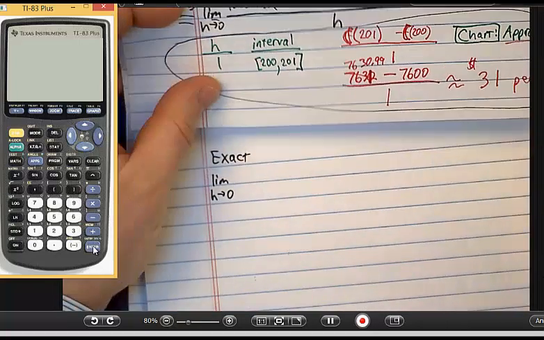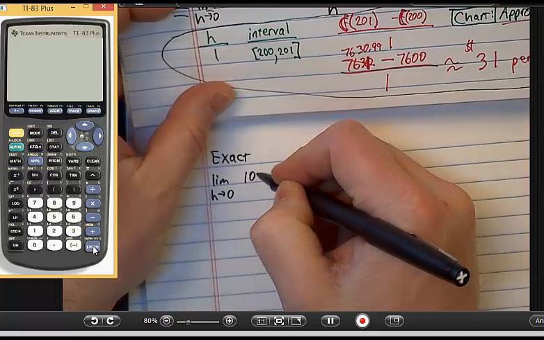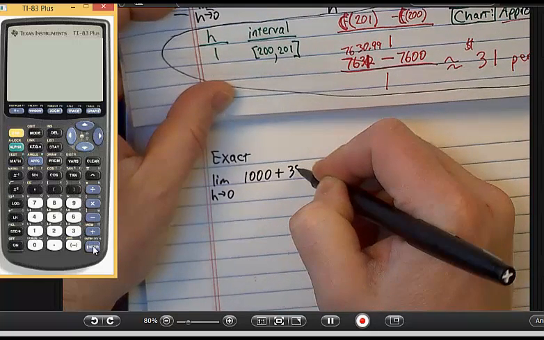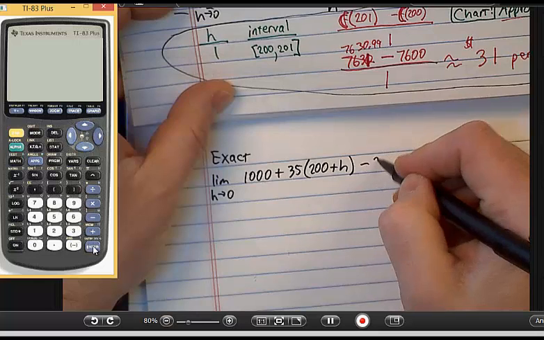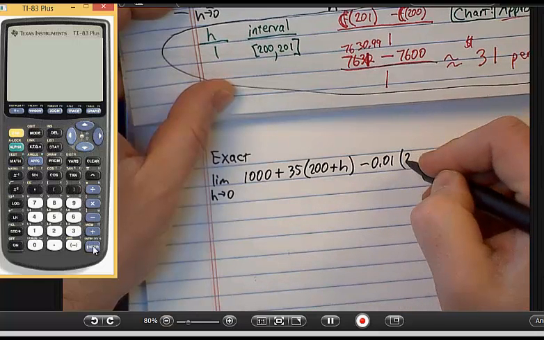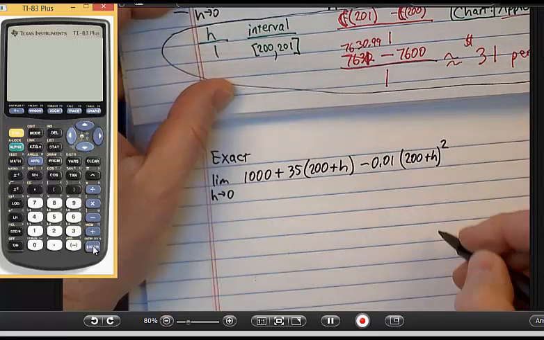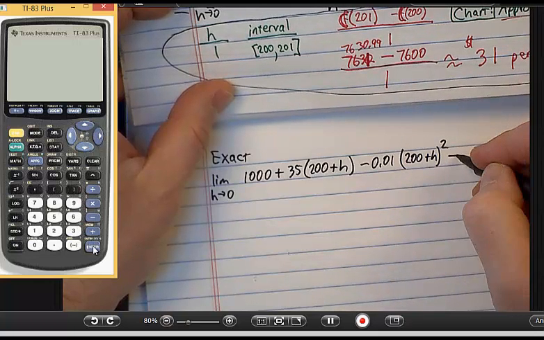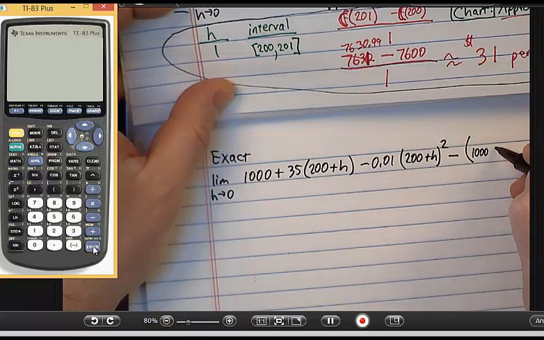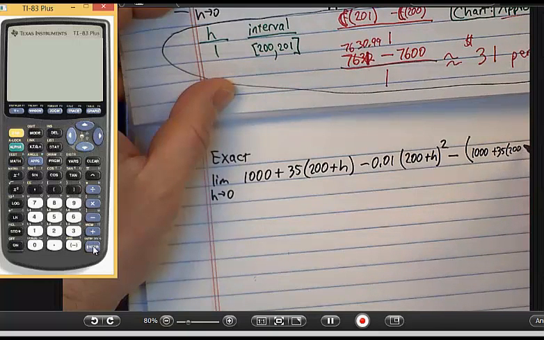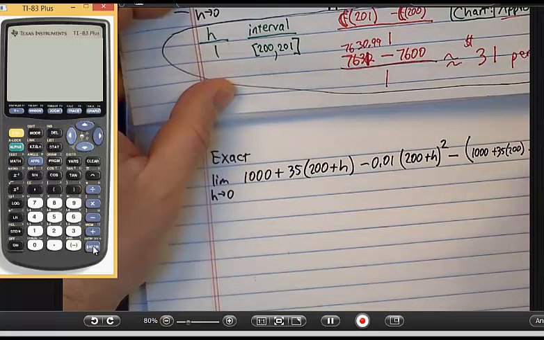It was, wow, 1,000 plus 35 times 200 plus h minus 0.01, 200 plus h squared. This barely fits on the paper. Minus, and then there was this big crazy thing in green, right? It was 1,000 plus 35 times 200 minus 0.01 times 200 squared, all over what?